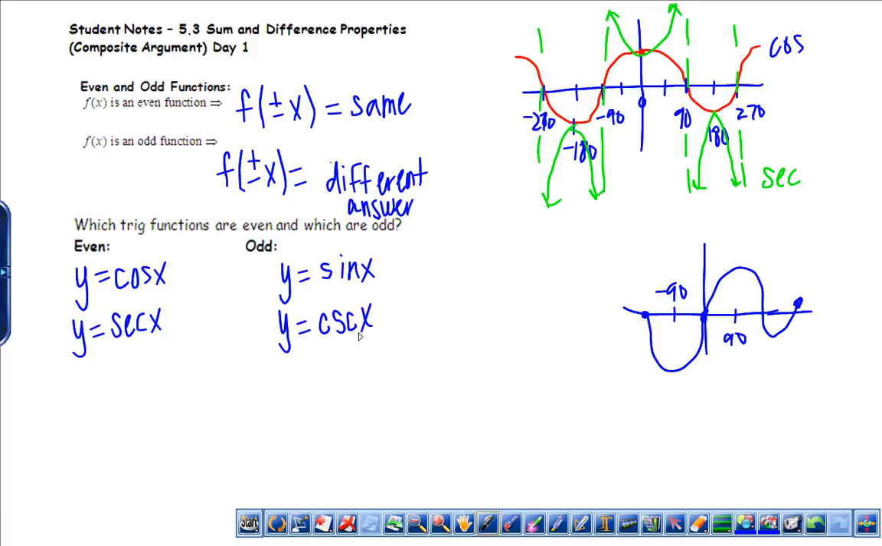So the only thing we need to check out is tangent. So I'm going to draw a quick tangent graph. Let's see, tangent goes through the middle. That's going to be an asymptote.